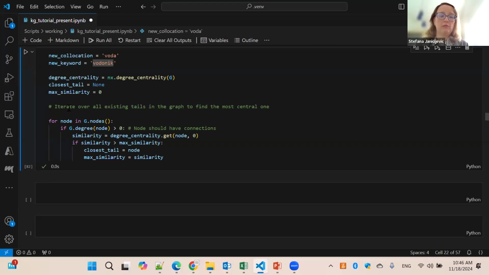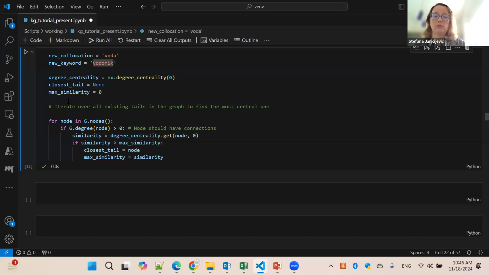So what did I do here? Technically, I use a for loop. I loop through all nodes. I ask if nodes have connections. I'm using the get method. The get method is used to retrieve the value which is associated with a specific node key.